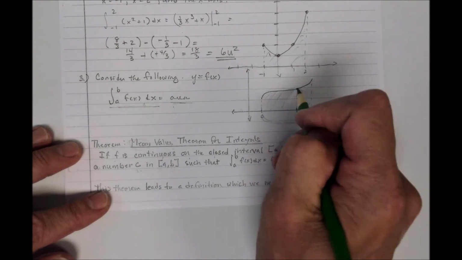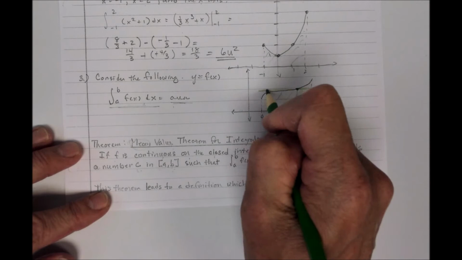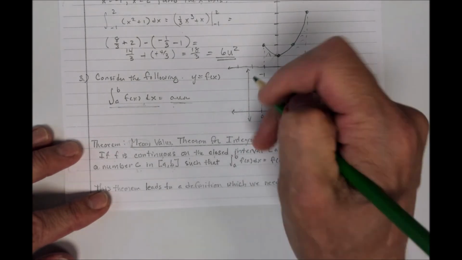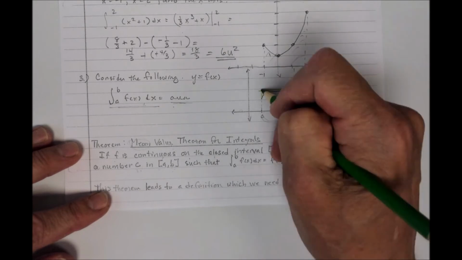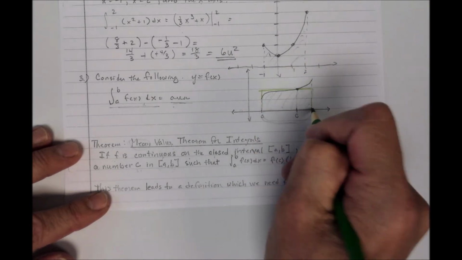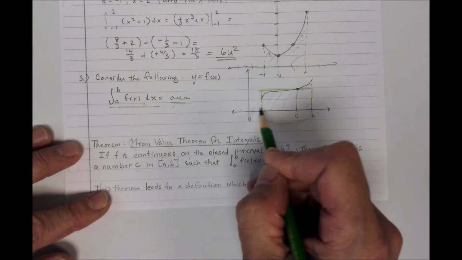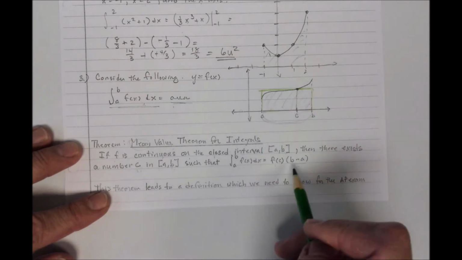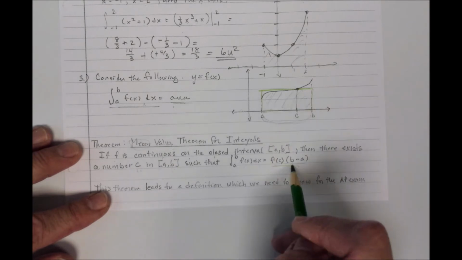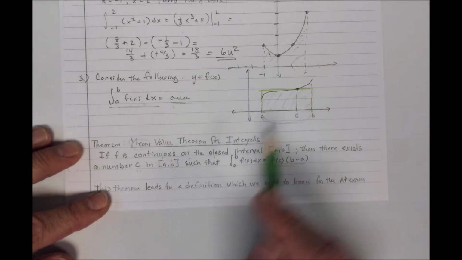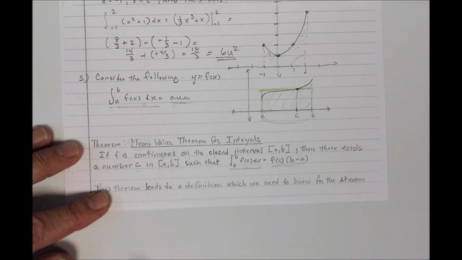If I was to draw a horizontal here, I'm going to try to draw a halfway decent horizontal. I'll use a green pencil so you can see it a little bit better. f of c, that's this distance here, times b minus a, that's this distance here. Wouldn't that be the area of this rectangle? So they're saying that there's some rectangle in here on this continuous function that's going to have the same area as the area under the curve.